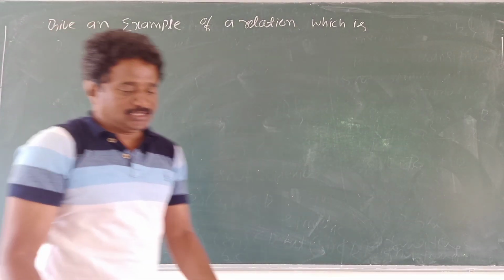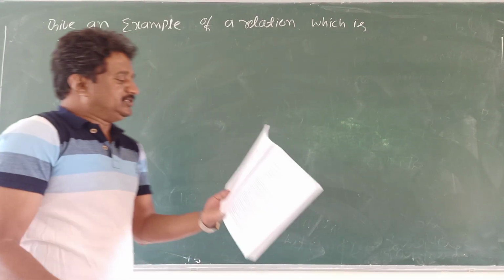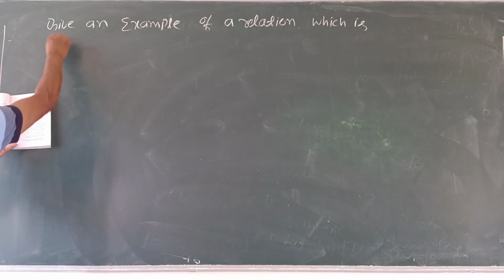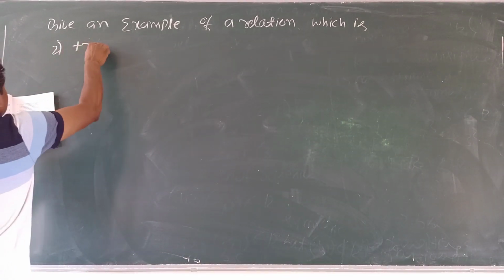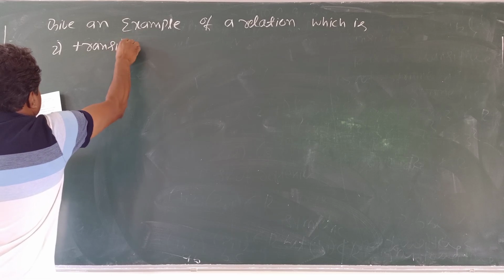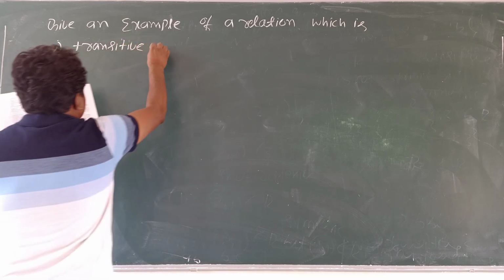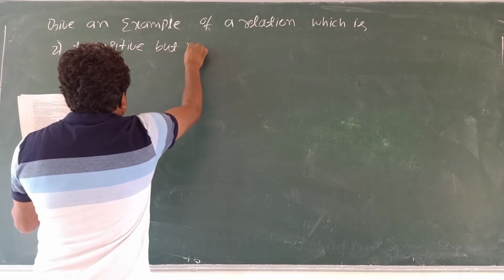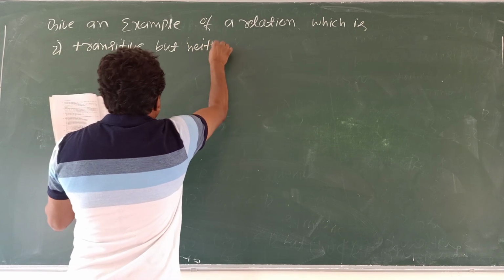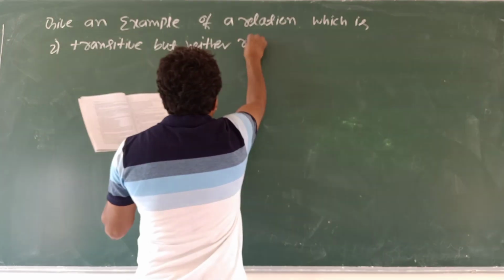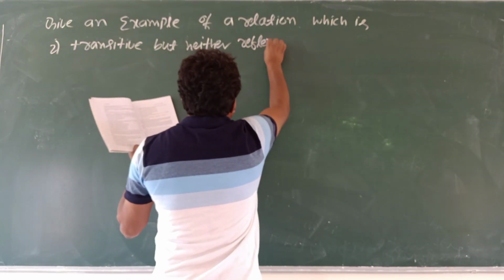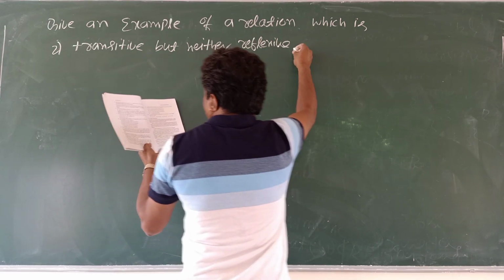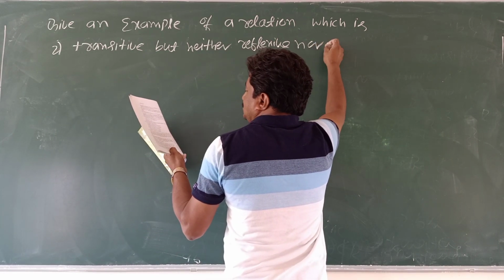Same question. Give an example of a relation which is transitive, but neither reflexive nor symmetric.